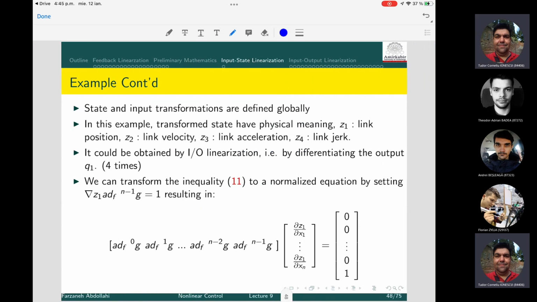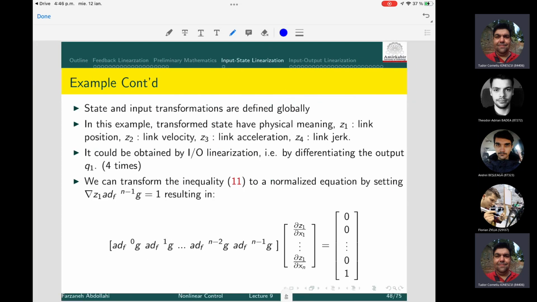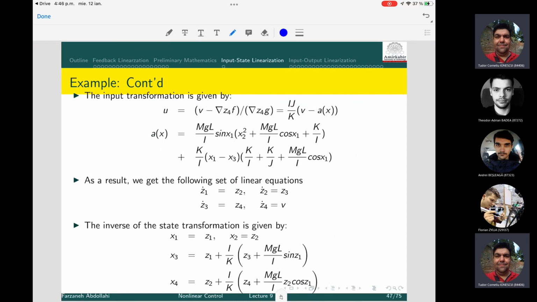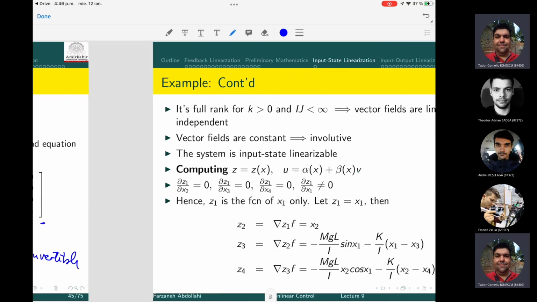Okay. Note that the state and the input transformations are defined globally. In this example, the transformed state has a physical meaning. The link position is Z1, Z2 is the link velocity, Z3 is the link acceleration, and Z4 is the link jerk. Very interesting. So we managed to get a physical meaning to these equations, which look just like in the beginning.